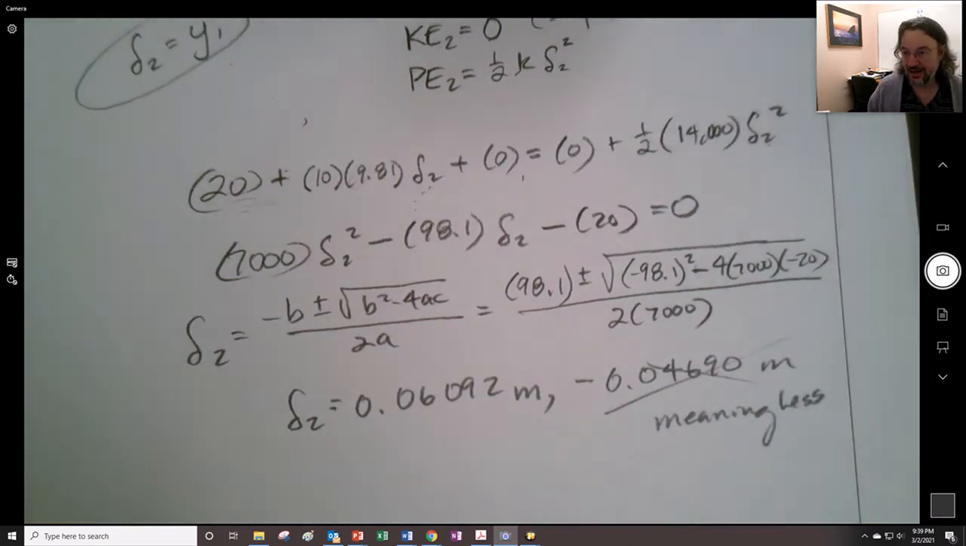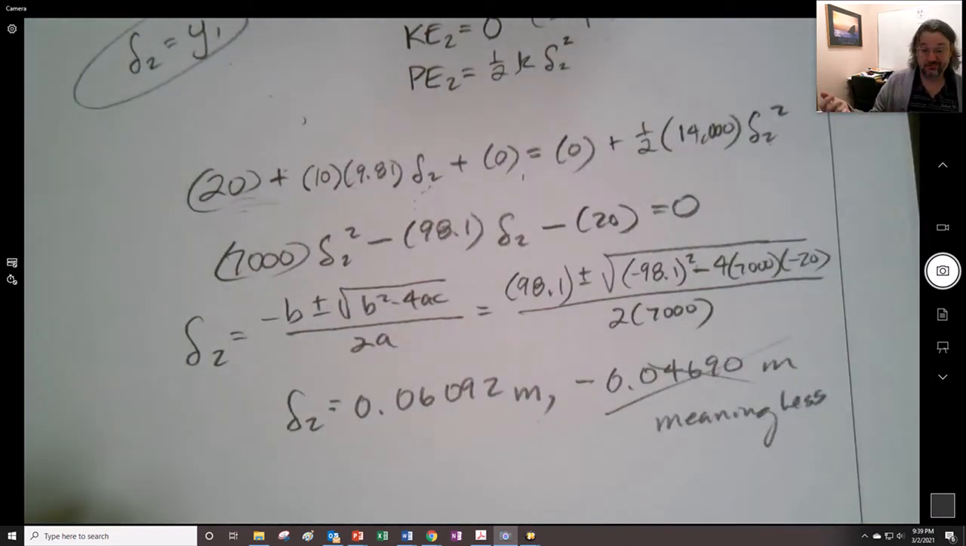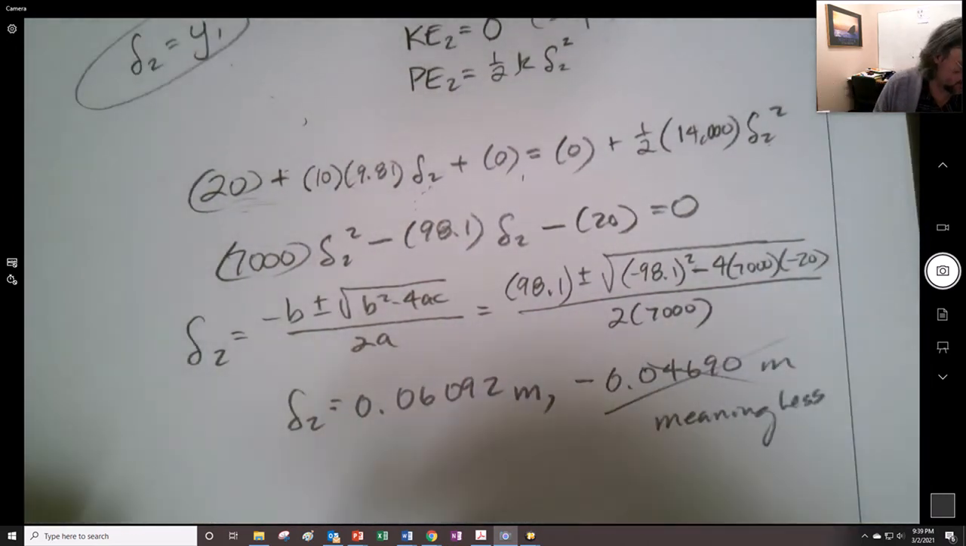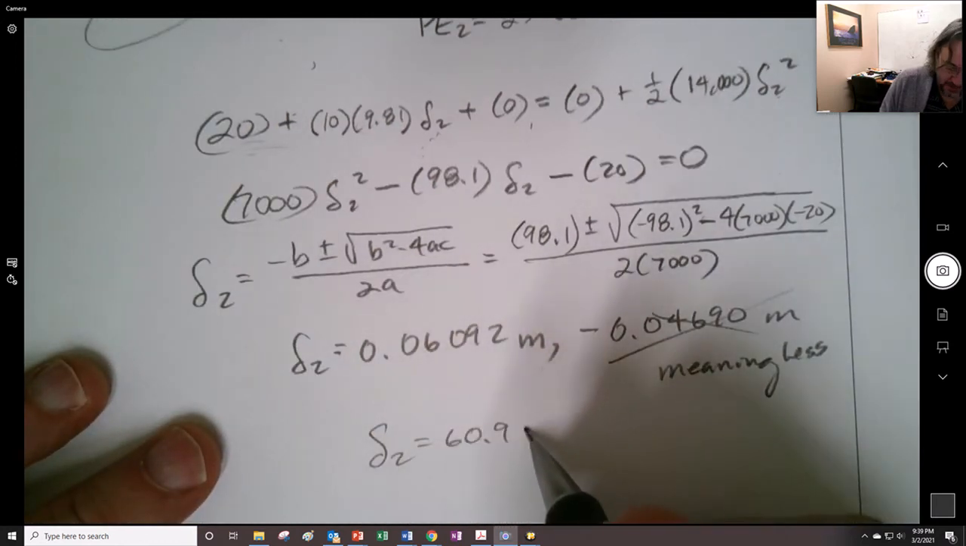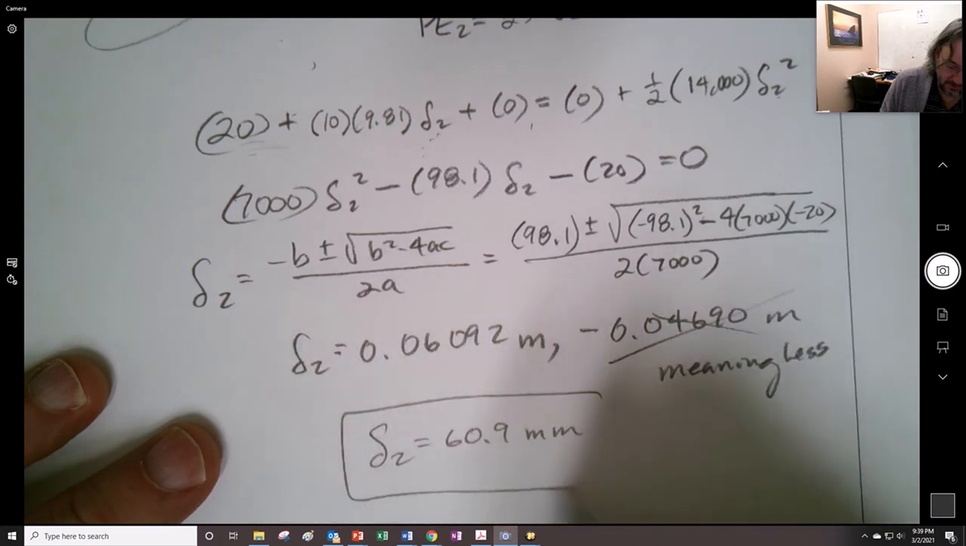This is meaningless. How did it happen? I don't know. It's going to go up? I don't know. Maybe. Doesn't make any sense. So anyway, the answer to this is 60.9 millimeters. Boom.